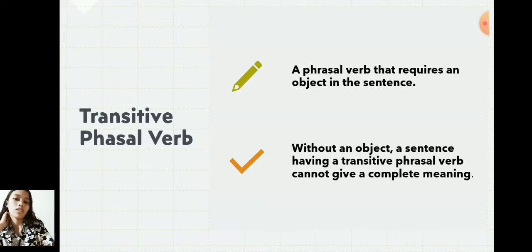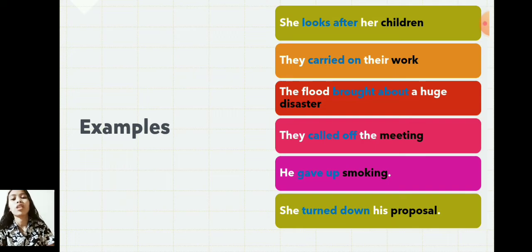An example of it is, she looks after her children, where the phrasal verb is look after and the object is the children. If we observe it, she looks after. If that's the only sentence that we use, it is not giving us a complete thought or meaning. We will ask, she looks after what? Who? Who does she look after, right? So, for us to understand more and to give it a complete meaning, we need to add an object, which is the children. So to have a full complete meaning, the sentence must be, she looks after her children.